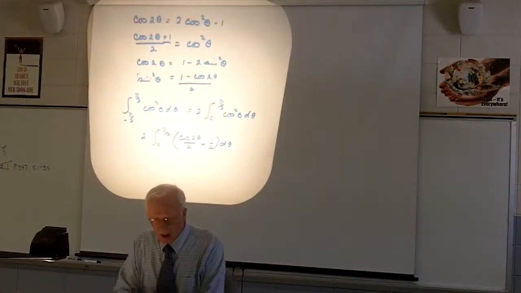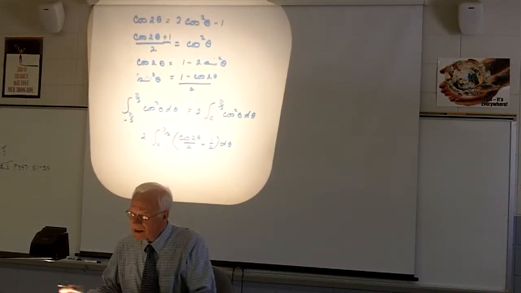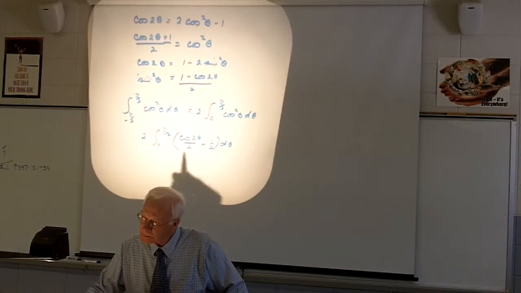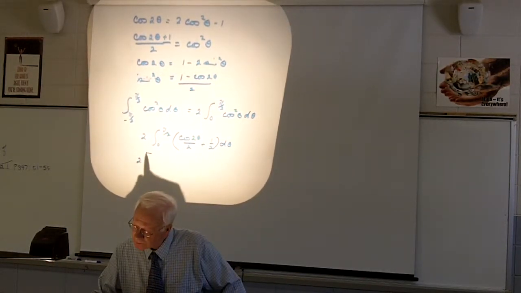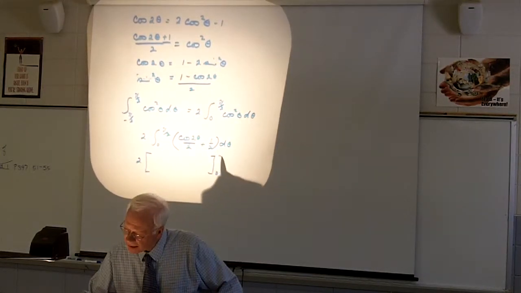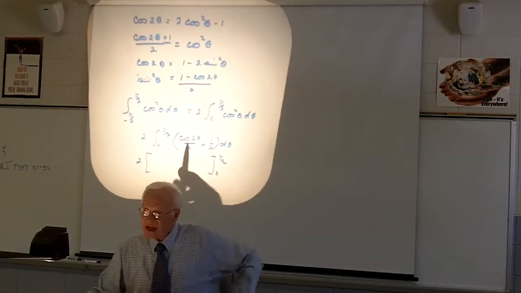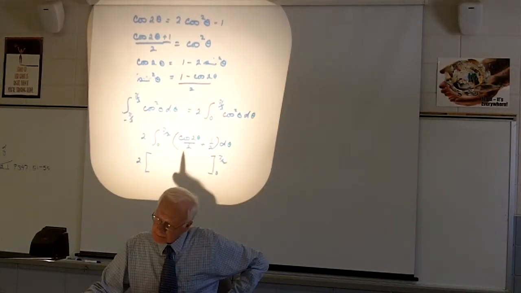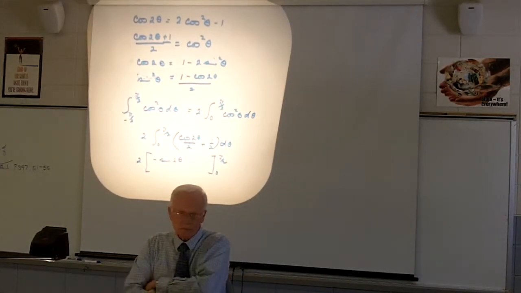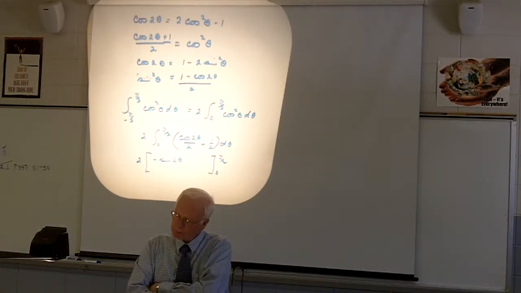Okay, now, what is the antiderivative of this? Can we find it? We have a 2 out here. And over here, we're going to evaluate this thing from 0 to pi halves. And what's the antiderivative of this? Negative cos or negative sine 2 theta. Divided by 2. Pardon? Is it divided by 2? Divided by 2.